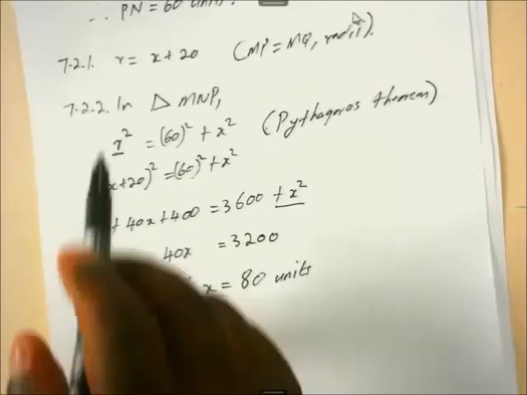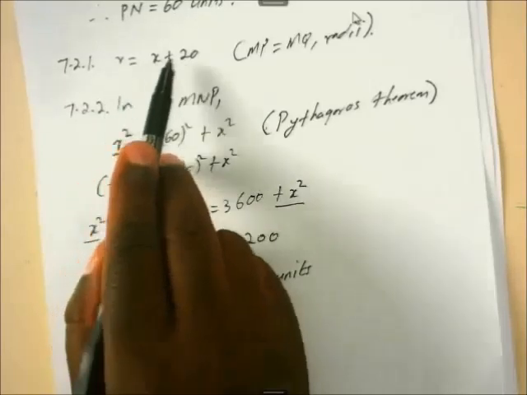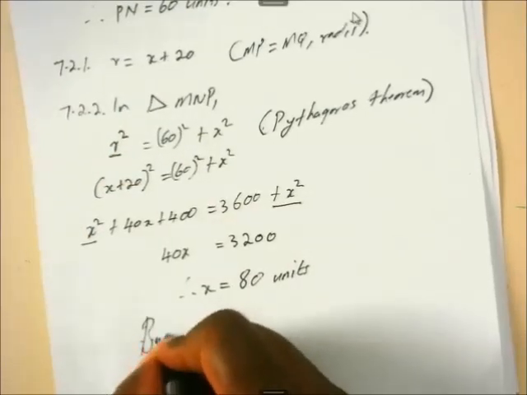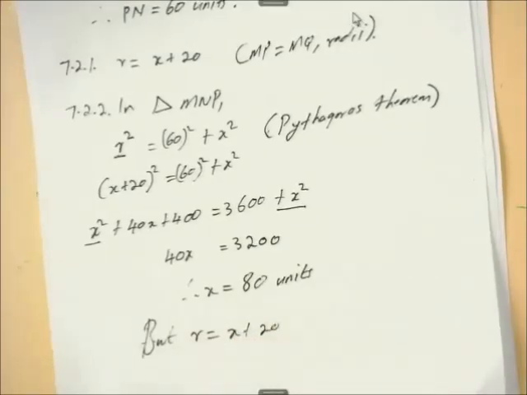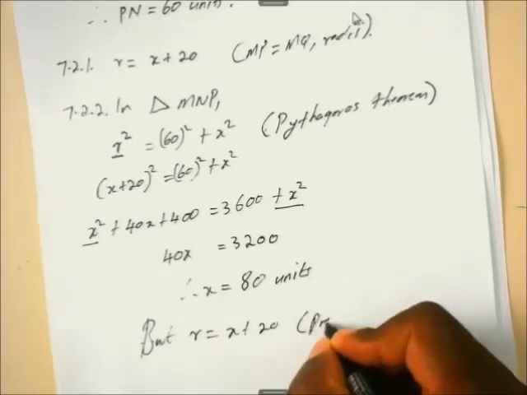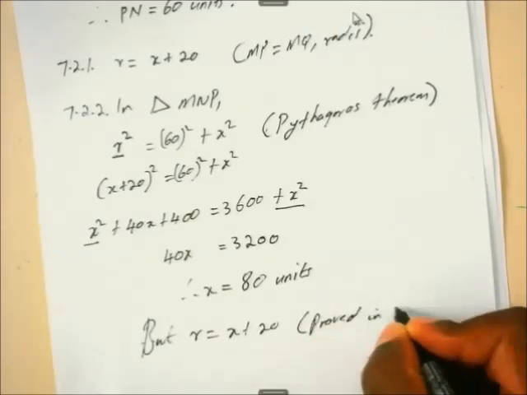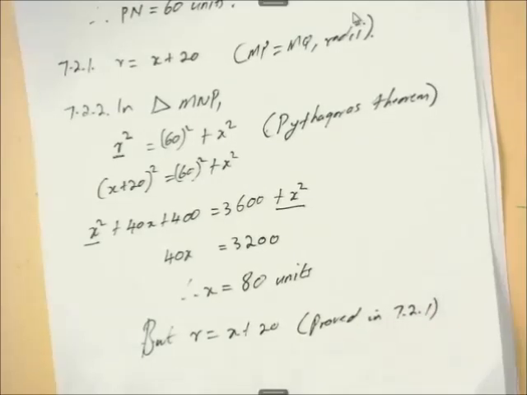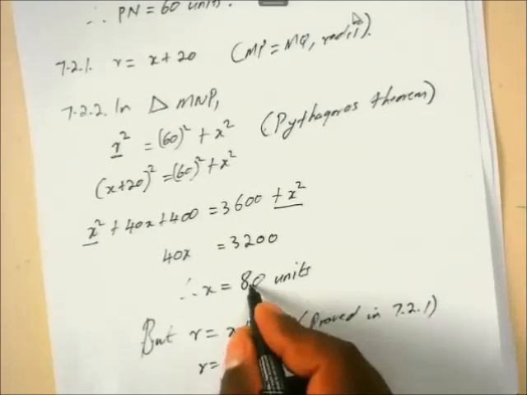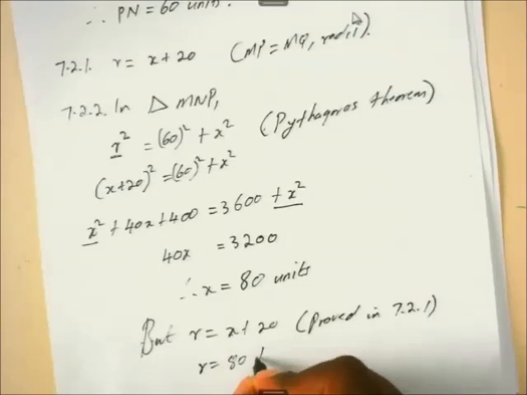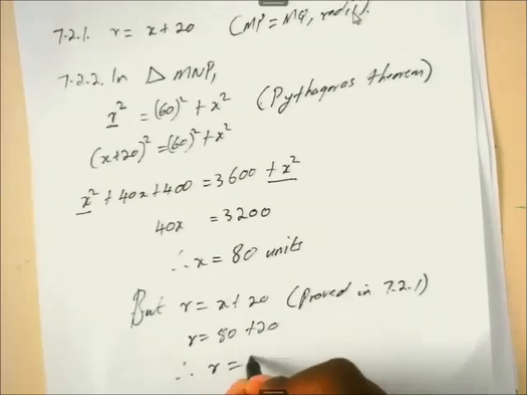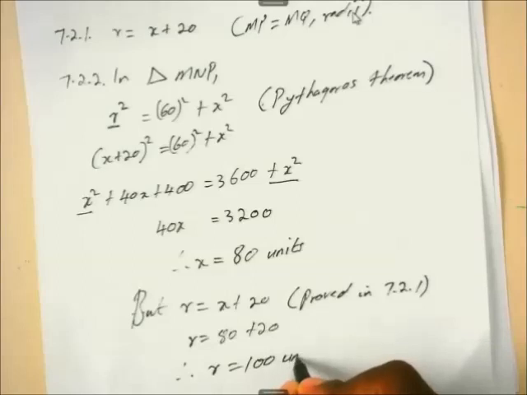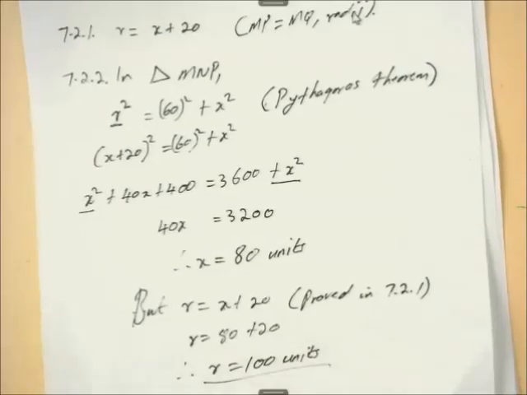Remember from 7.2.1, R is equal to X plus 20. This is what we have proved in 7.2.1. Therefore, we substitute X by 80. You've got 80 units plus 20 units. Therefore, R is equal to 100 units. R is equal to 100 units.